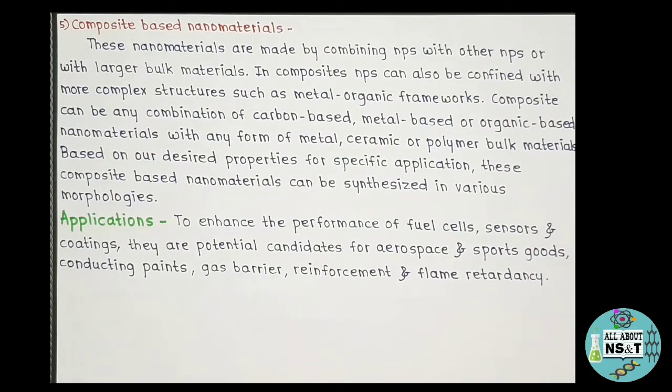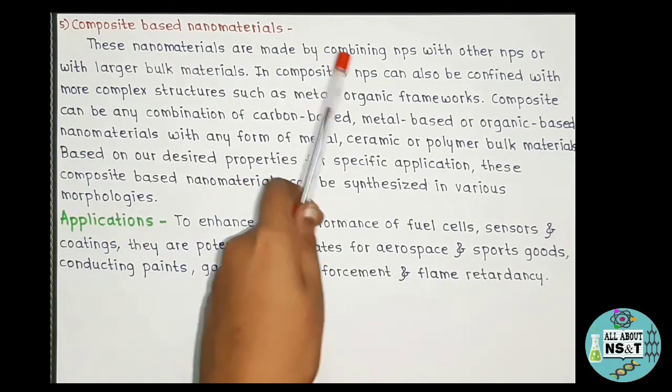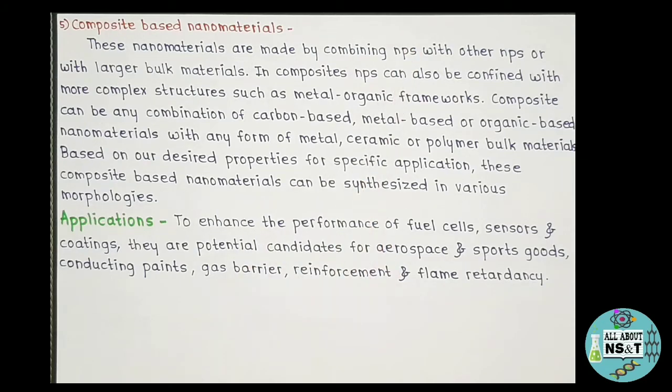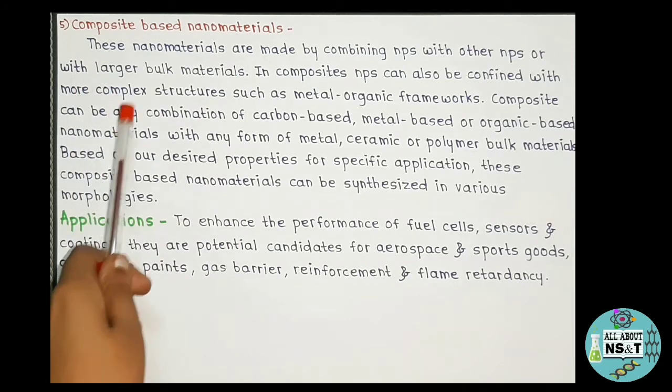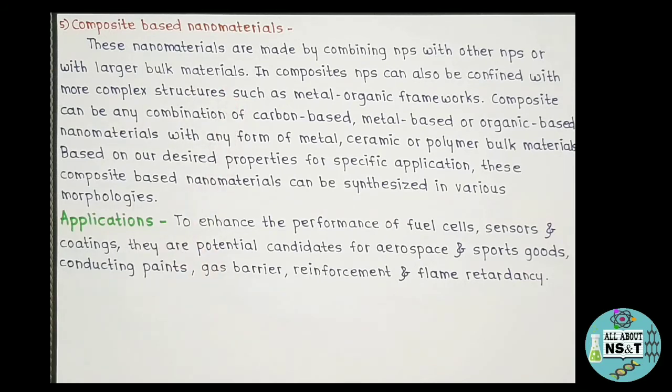The fifth type is composite-based nanomaterials. These nanomaterials are made by combining nanoparticles with other nanoparticles or with larger bulk materials. In composites, nanoparticles can also be confined within more complex structures such as metal organic frameworks. Metal organic frameworks, also known as MOFs, are crystalline porous solids which consist of metals or metal clusters connected together by organic ligands.